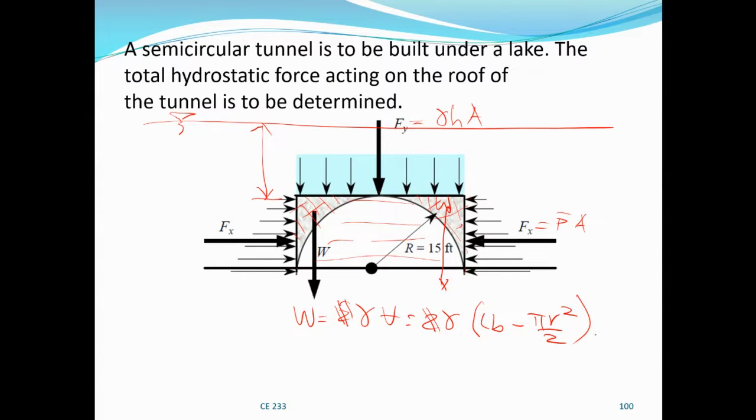Times the width, let's say small w. And then from there we can get Fy, because Fy is going to be Fy here plus W, because W is acting vertically downward.